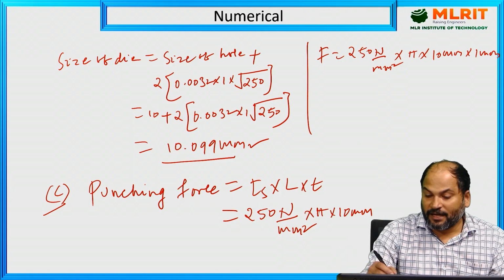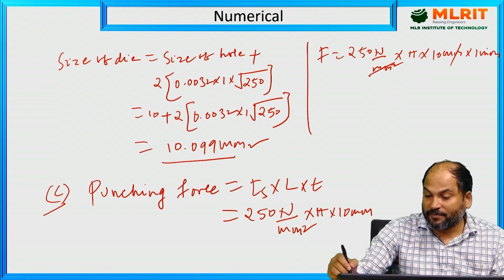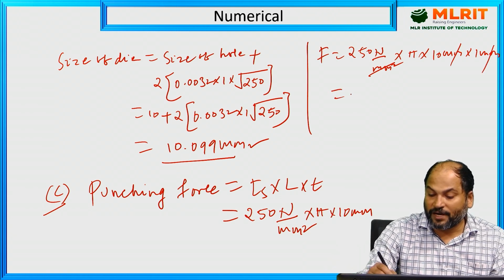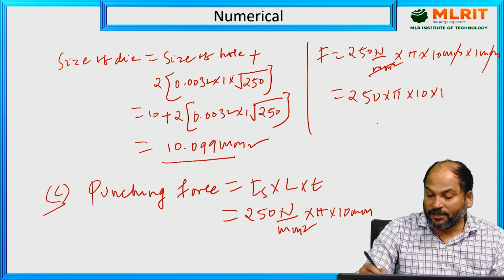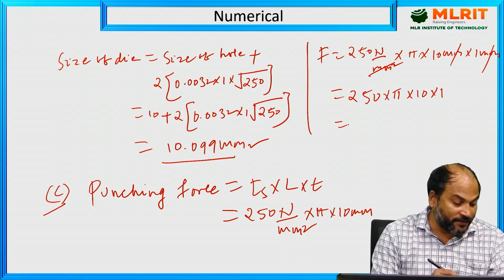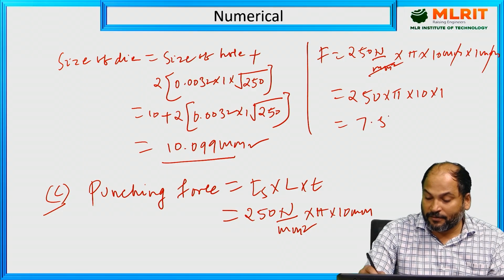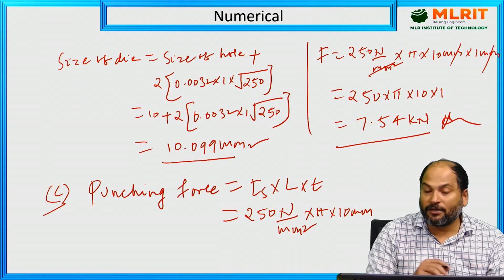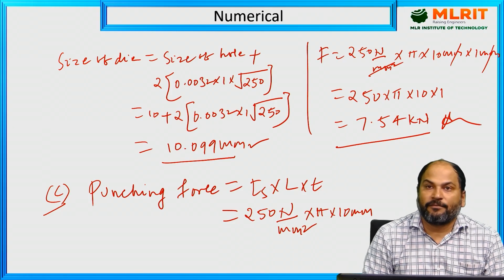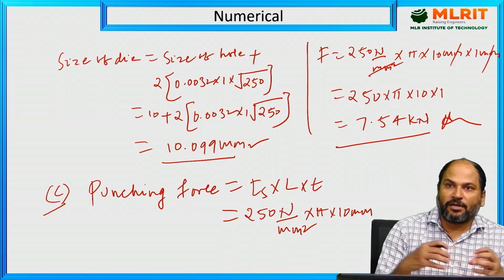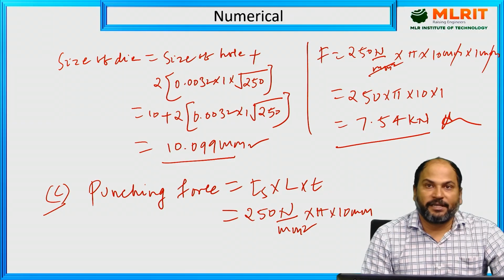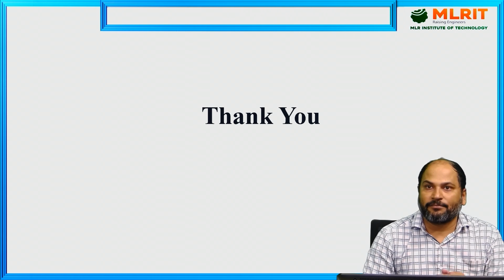After that, the mm square and mm cancel out. Finally it comes out to 250 into pi into 10 into 1, and the final value will be 7.54 kilonewton. That will be the final answer. This much punching force will be required to punch out a circular disc from there. Let me stop this lecture here, and this is the end of this course. Thank you.